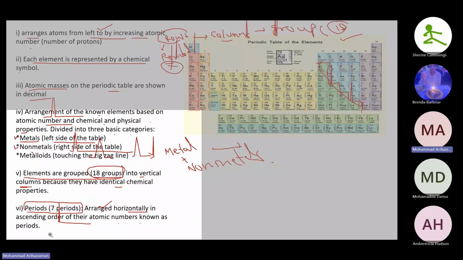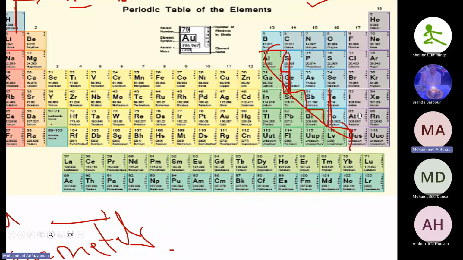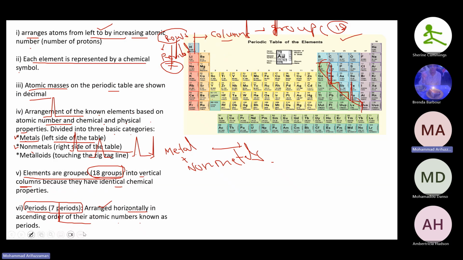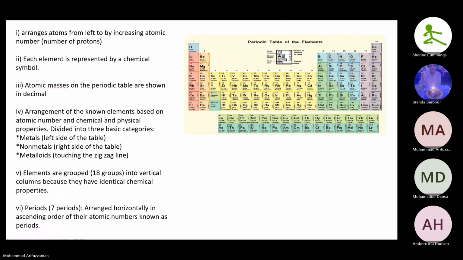Okay, I think you can see here the green color structure. These are the metalloids. These all are metalloids, and these are metal, and these are non-metal. Now is it clear? Yes. Okay. So this green color is metalloid, and these are metal and non-metal.